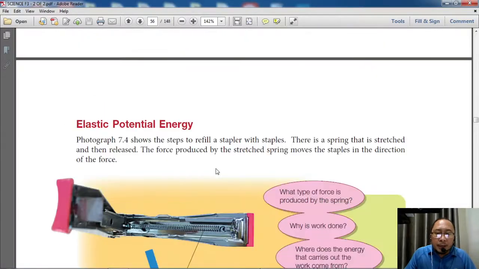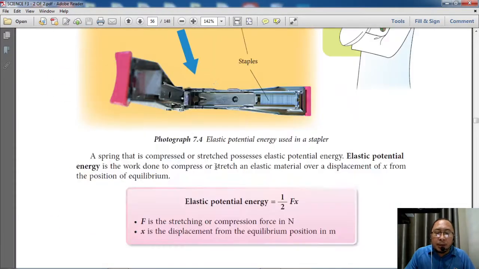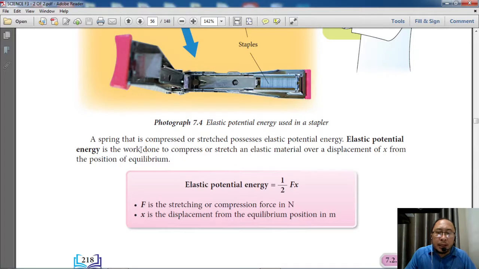Okay. After that, elastic potential energy. This is the energy that is caused by the compression or stretch of any spring. To calculate elastic potential energy, it is 1/2 times F, force, times x, that is the displacement from the equilibrium position in meters.